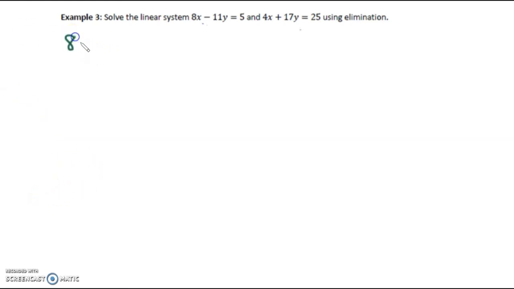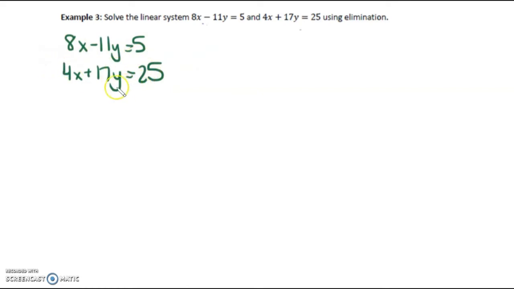Okay, so 8x minus 11y equals 5, and then we have 4x plus 17y equals 25. So here's the issue. The coefficients on the x's are 4 and 8. Those aren't the same. The coefficients on the y's are 11 and 17. Those aren't the same. We don't consider the constants, because we want to get rid of a variable. So getting rid of a constant is not going to get rid of the x or the y.